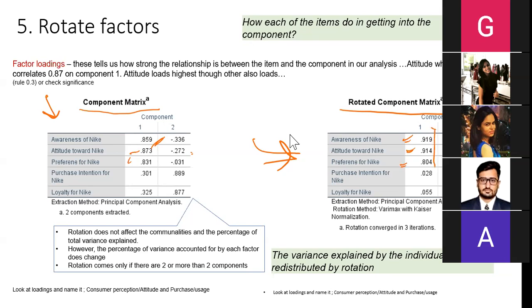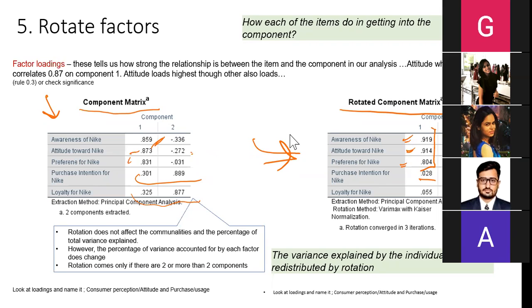It's more in the rotated component matrix. See here, if you are getting confused by negative numbers, see here: 0.301 and 0.889, 0.028 and 0.938. So in the rotated one, it's more interpretable. Here we have only 5 variables.